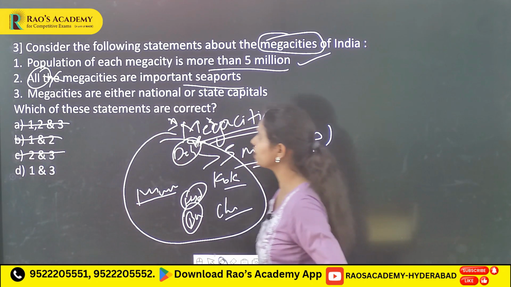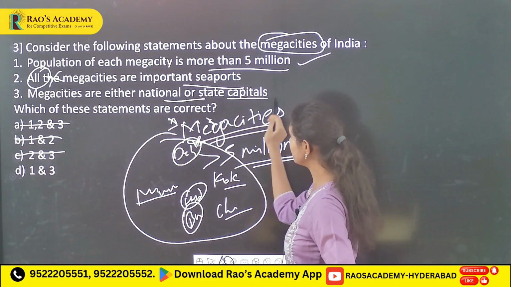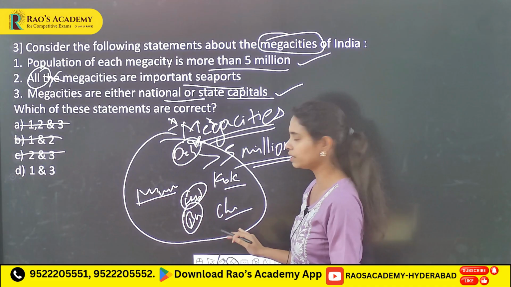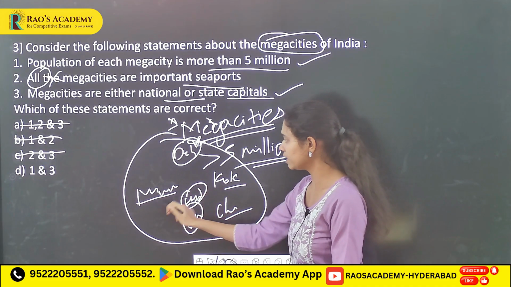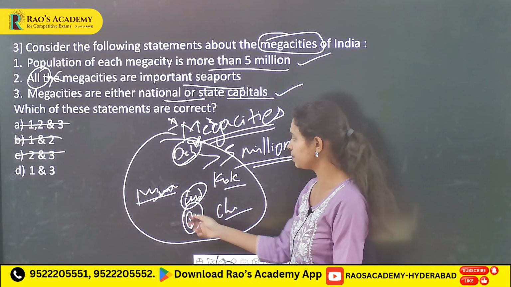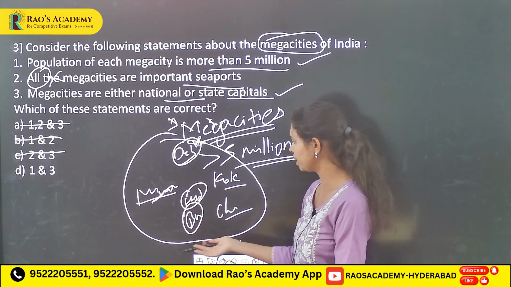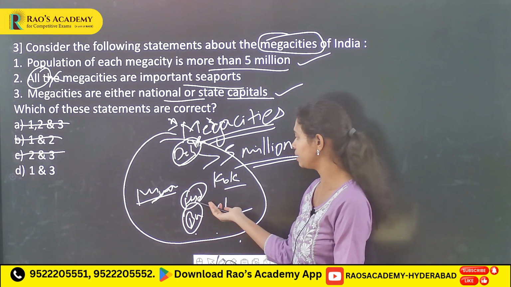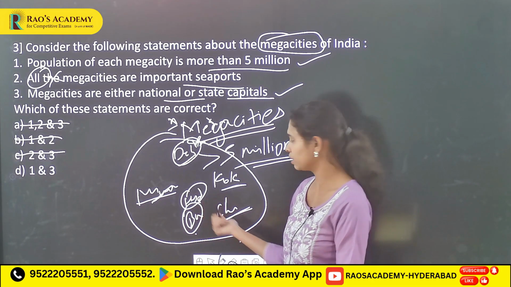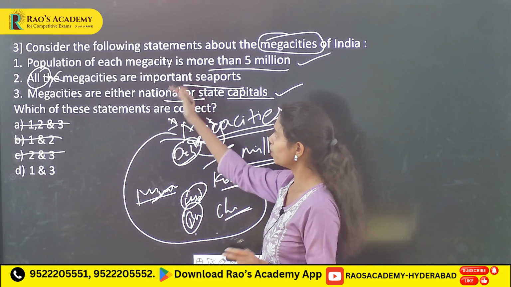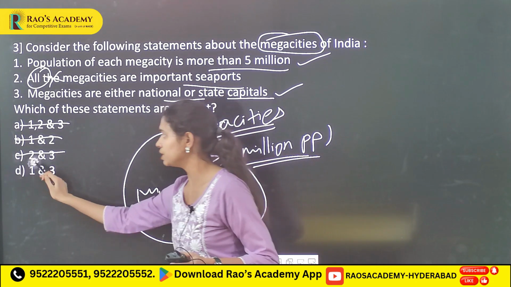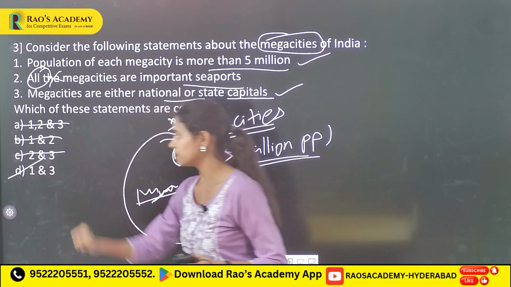Then followed by, mega cities are either national or state capitals, which is a correct statement. As I told you, all of these mega cities are either state capitals or the national capital. New Delhi is the national capital, followed by Mumbai, the capital of Maharashtra, Bangalore, capital of Karnataka, Hyderabad, capital of Telangana, and Kolkata as well as Chennai, the capitals of West Bengal and Tamil Nadu. So options 1 and 3 are the correct statements regarding mega cities. So option D is the correct answer.